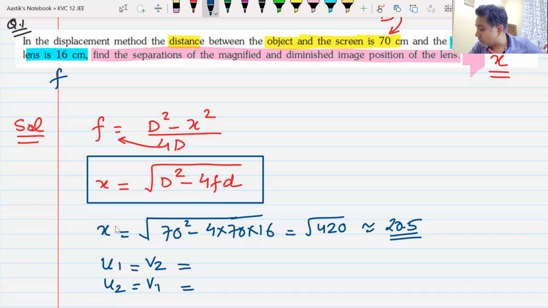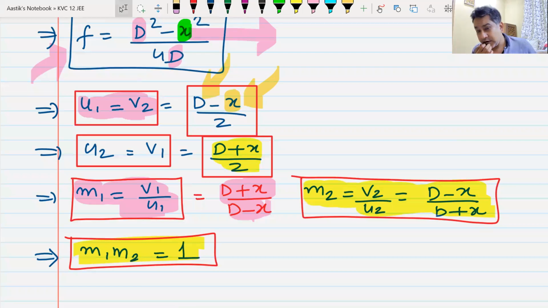Just you need to go up a bit. d minus x by 2, d minus x by 2. And once you put the formula, get the answer, you become happy and you understand, okay, this is how I get it. Don't worry, I know how to get it. u1 is d minus x by 2. u2 is d plus x by 2.